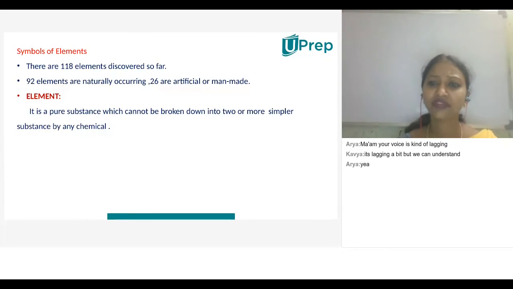That means for an element, if we take from the 118 elements, for example carbon, and break the carbon element, it consists of only carbon atoms. No other elements are present. No other features are present. No other components are present in it because it is pure.